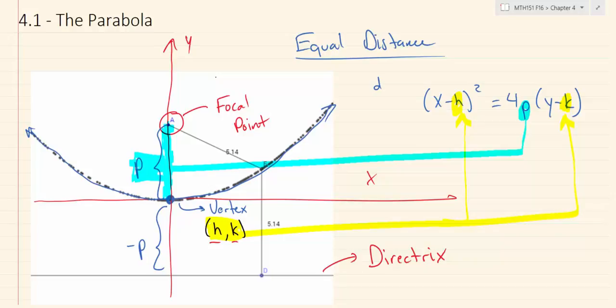But notice this equation doesn't reference like ax squared plus bx plus c. This is an equation written in a format that only considers the vertex and the point P. So all you need to know are h and k, where the vertex is, and the distance from the vertex to the focal point. And you can come up with this equation. So let's look at an example.